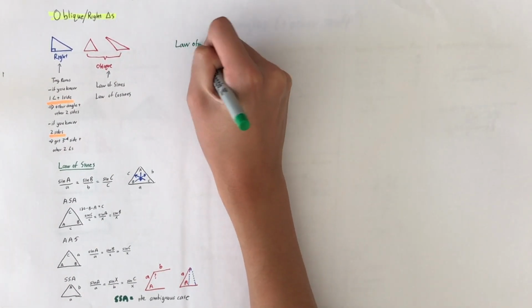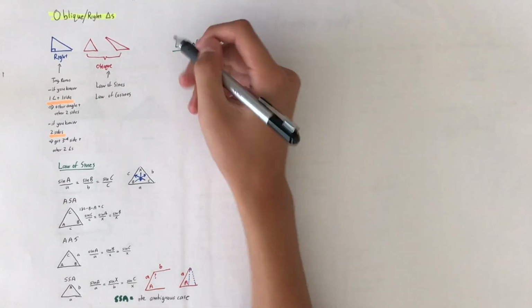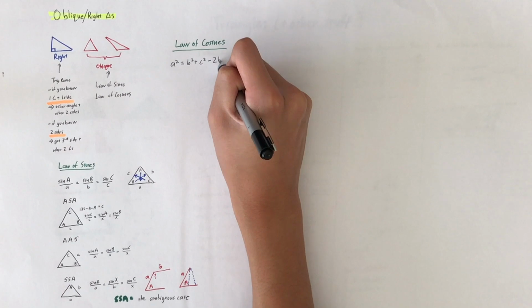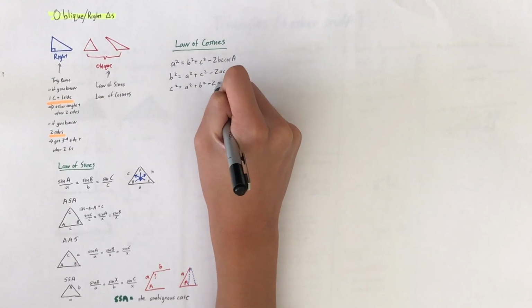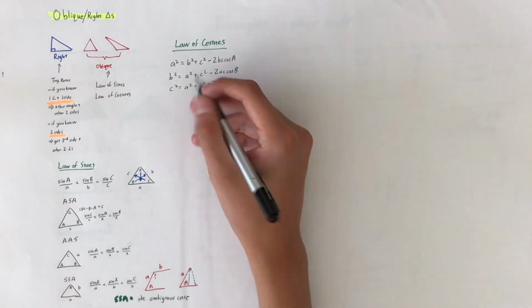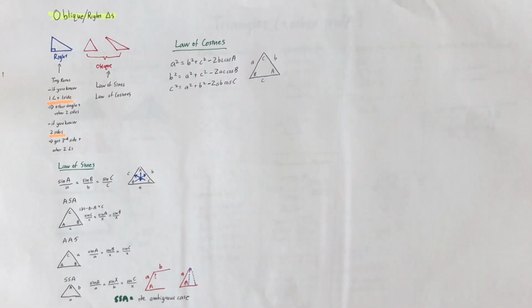Alright, next is law of cosines. Law of cosines is a bit more complicated. There's one for each of the sides of a triangle. So a squared equals b squared plus c squared minus 2bc cosine of A, b squared equals a squared plus c squared minus 2ac cosine of B, and c squared equals a squared plus b squared minus 2ab cosine of C. So capital A, B, C are the angles, and a, b, c lowercase are the opposite sides.